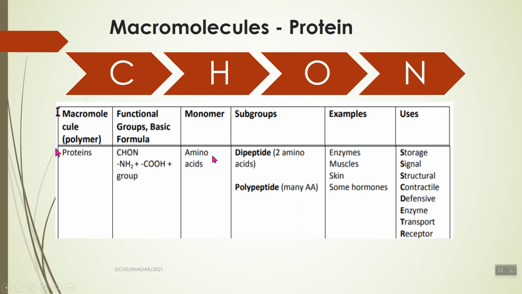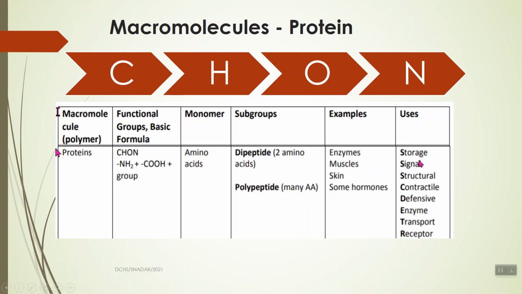And you can see that the monomer for the protein is amino acid. And when two amino acids are linked together, we call them dipeptide. And many amino acids linked together, we call polypeptide. Examples of proteins: enzymes in the body, stomach enzymes, salivary enzyme, muscles are proteins, steak, remember that, and skin has a lot of proteins, and some hormones like insulin are proteins.